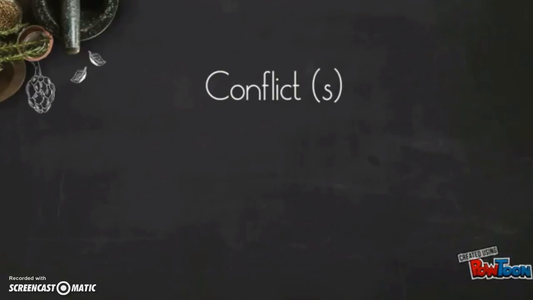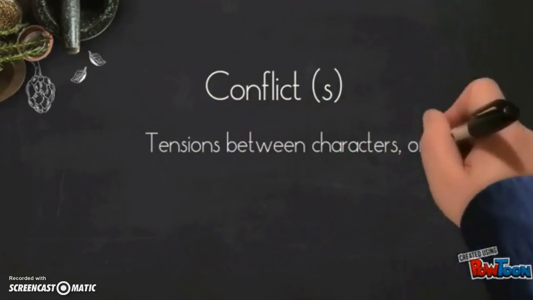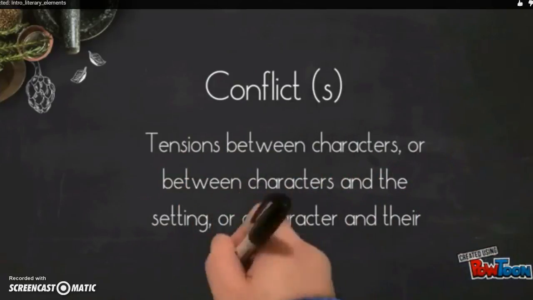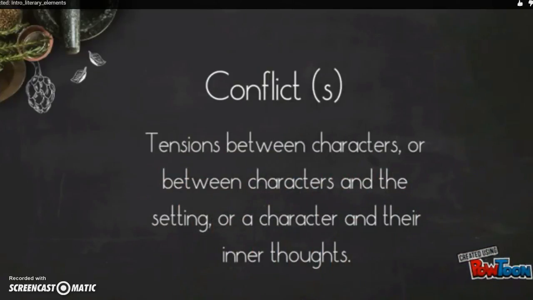Alright, so our next literary element is conflicts. These are tensions between characters, or between characters and the setting, or characters in their inner thoughts. So this really comes down to that classic definition of a work of fiction where we see man versus man, man versus himself, or man versus the setting. Man versus nature, excuse me. So go ahead and pause this video now and write in this definition.